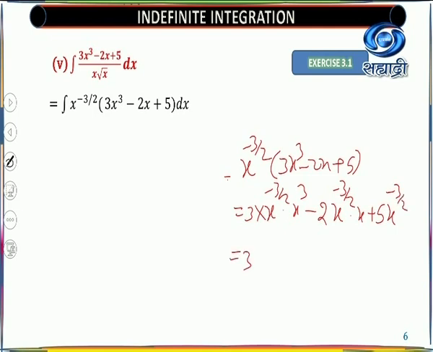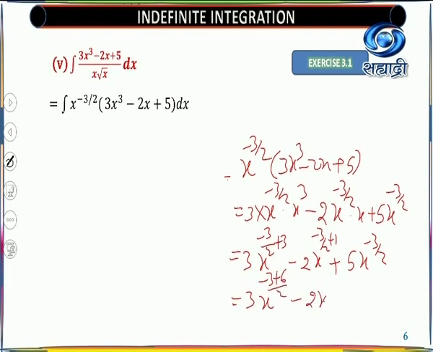This simplification gives you x raised to minus 3 by 2 plus 3 minus 2 into x raised to minus 3 by 2 plus 1 and plus 5 into x raised to minus 3 by 2. Now this indices law gives you 3 into x raised to (minus 3 plus 6) upon 2, then minus 2 into x raised to (minus 3 plus 2) upon 2 and plus 5 into x raised to minus 3 by 2. Look at here. This gives you minus 3 plus 6 is 3. So you will get this as 3 into x raised to 3 by 2. That means it becomes a positive power.